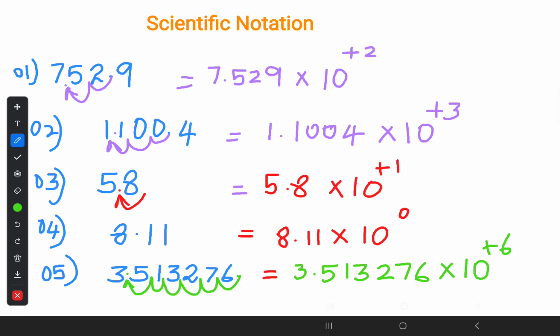Up to now, we've discussed the numbers greater than 0. You are clear with this. Now let's move to numbers less than 0 and their respective scientific notations.